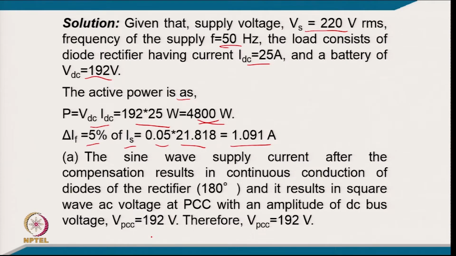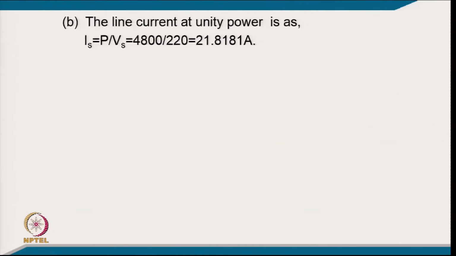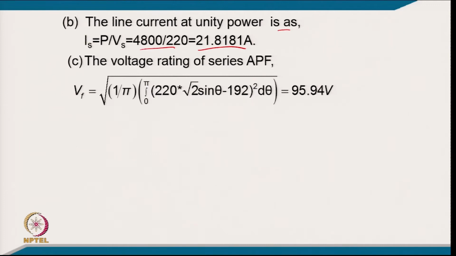So, the sine wave supply current after the compensation results in a continuous conduction of diodes of the rectifier for 180 degree, and it results in a square wave AC voltage at PCC with the amplitude of DC bus voltage of 192 volt. Therefore, VPCC will be 190 volt RMS, and the line current at unity power factor will be power 4800 divided by 220.